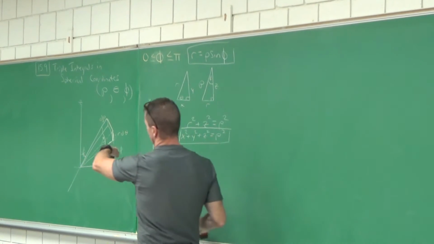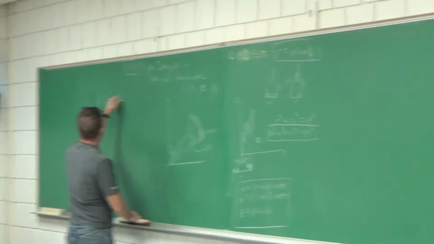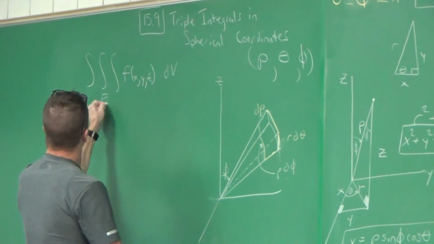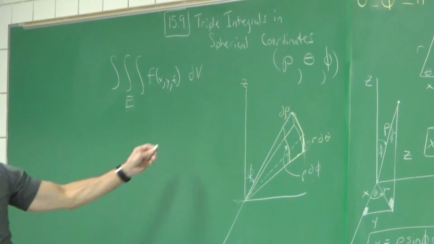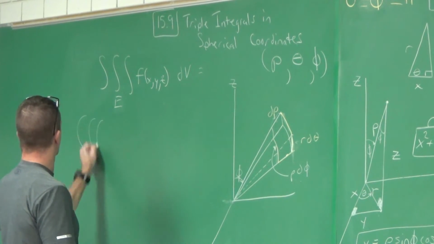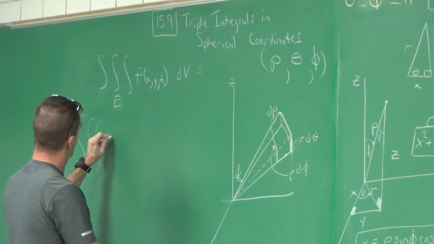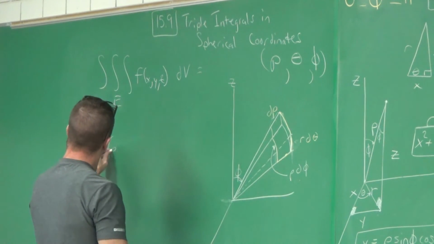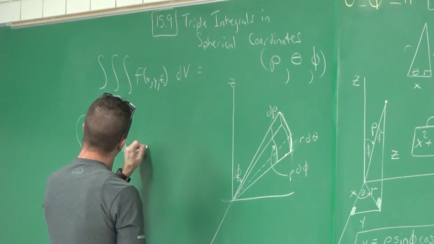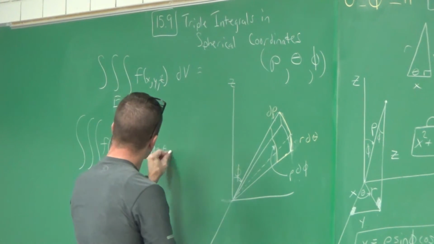So back to this. Let's just write this out. What will a triple integral of a function of x, y, and z in Cartesian be equal to? Well, I think I have enough room, because these are long, aren't they? F of rho sine phi cosine theta, rho sine phi sine theta, rho cosine phi.